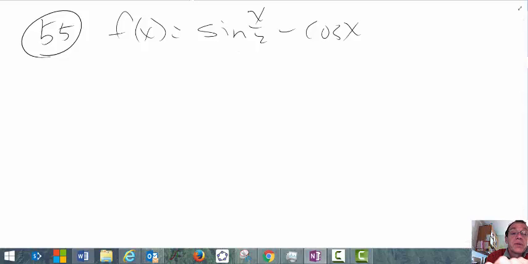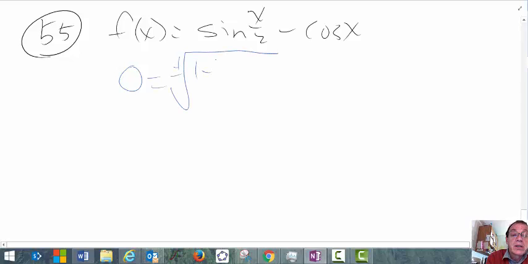So now we're going to use the formula, and in this case, that's going to look like, first of all, we have to set it equal to 0 because it says we're looking for the zeros. And the formula is the plus or minus square root of 1 minus the cosine of x over 2. That's what the formula says. Minus cosine of x.